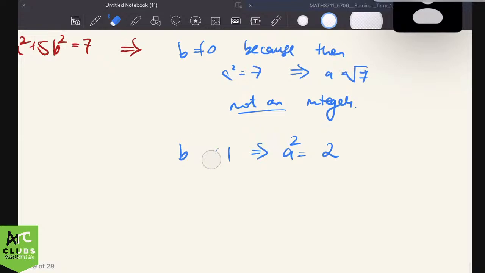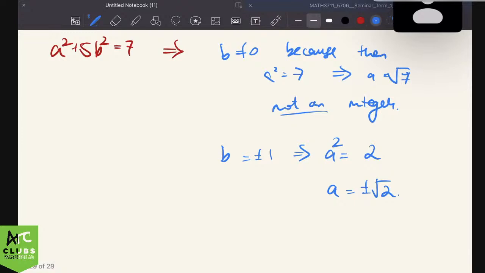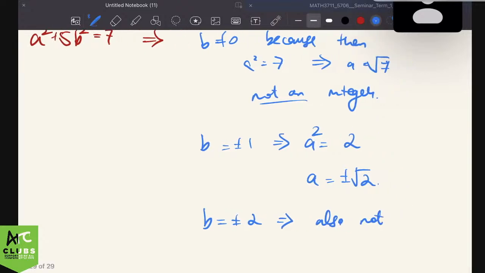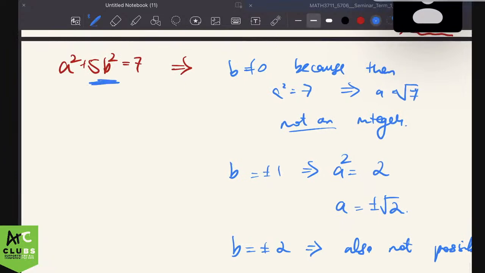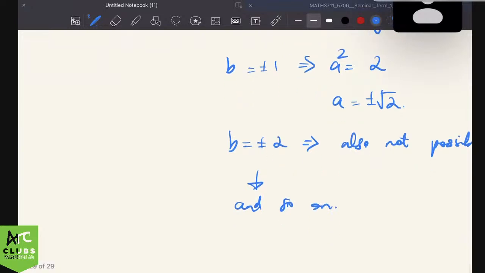Sorry, let me write this out. So b equals plus or minus 1 means that a squared equals 2, which means that a equals plus or minus root 2, which is not allowed either. Okay? And then as we go up in b's, b being equal to plus or minus 2, also not possible, because then we got like 20 over here, then a squared has to be negative. And so on. There is no integer solution.